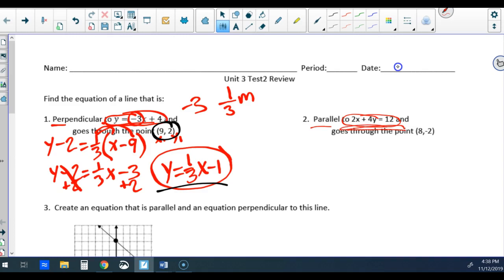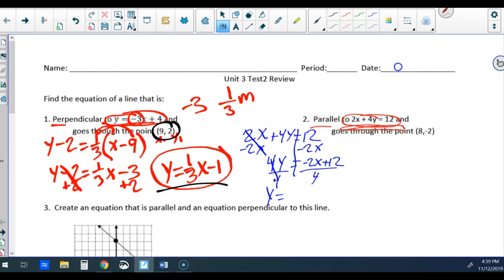It is not in y equals mx plus b form, so I need to put it in that form. 2x plus 4y equals 12. I want to get the y by itself. Minus 2x to both sides. 4y is negative 2x plus 12. Divide by 4. And y equals negative 1/2 x plus 3. There's my slope, negative 1/2.